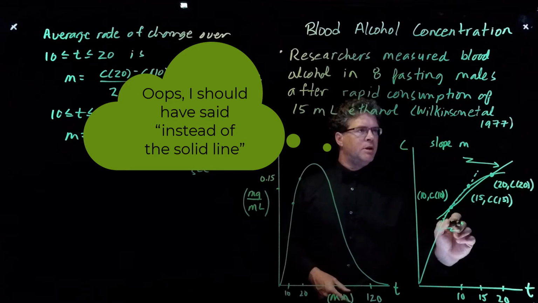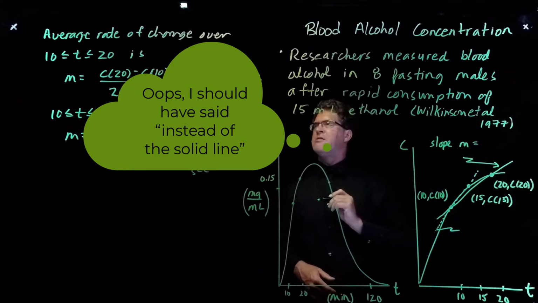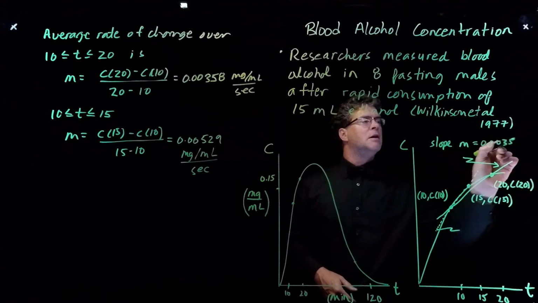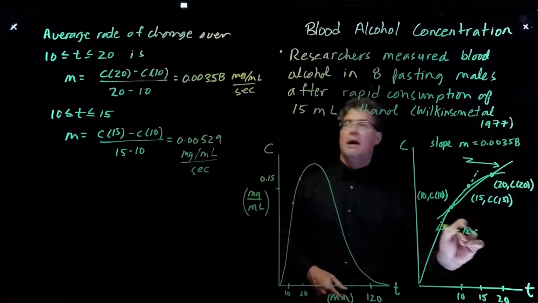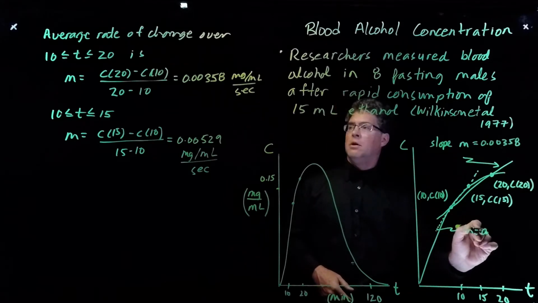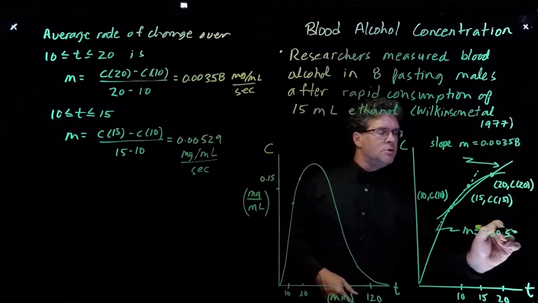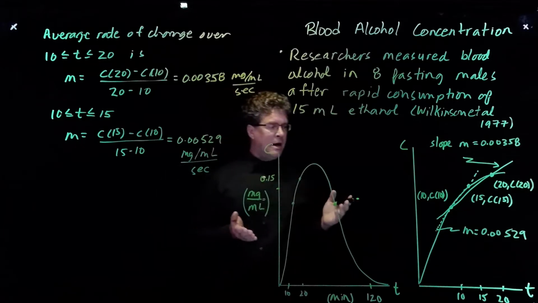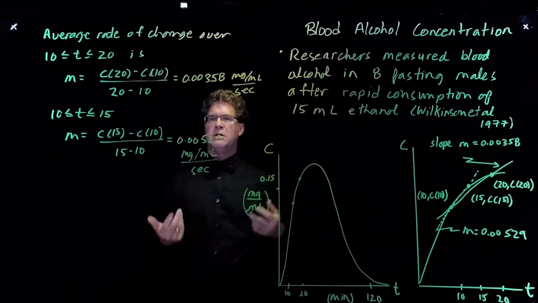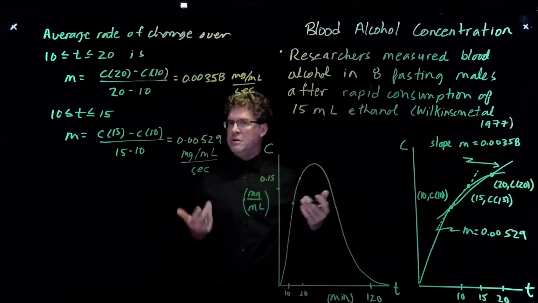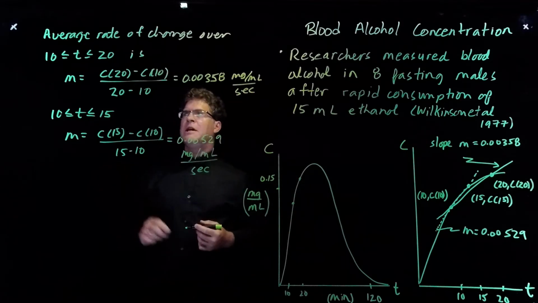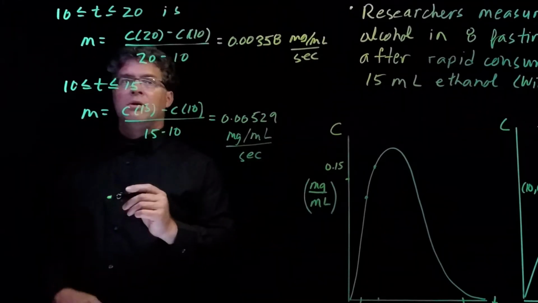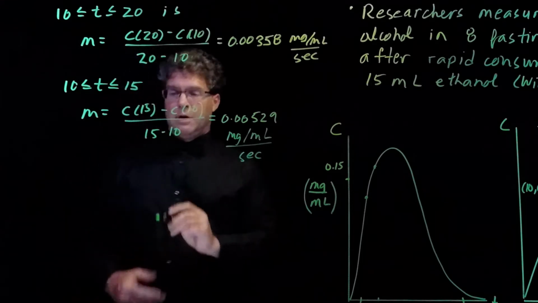And so we'll put in the slope here. On the top one, the first one we did was 0.00358, and for this one we have 0.00529. And so you might ask yourself, what happens if you keep going and taking a smaller time interval over which to compute the slope? And that's what we're going to do in a moment. But before we do that, let's just write the equation for the line, or I should say the secant line.